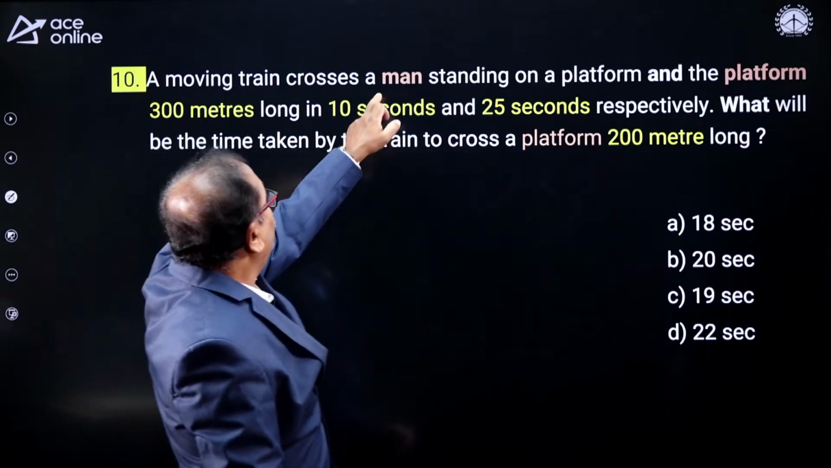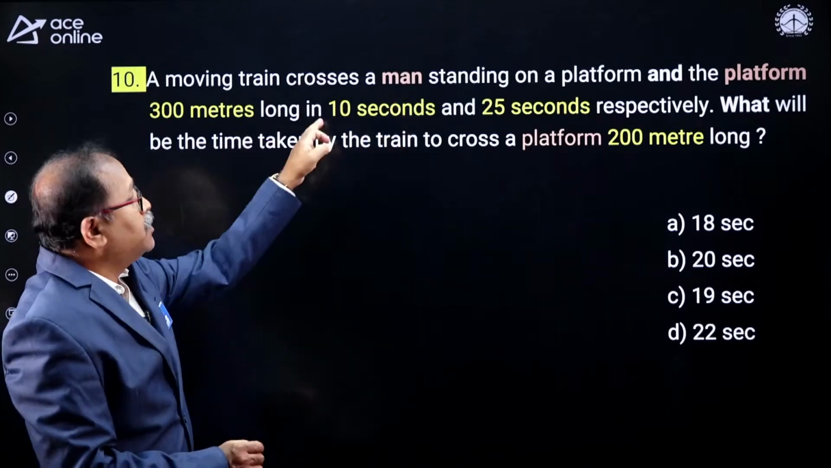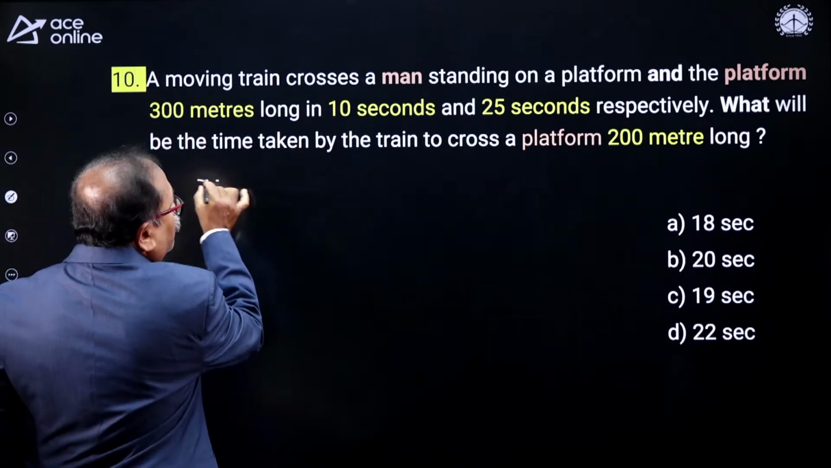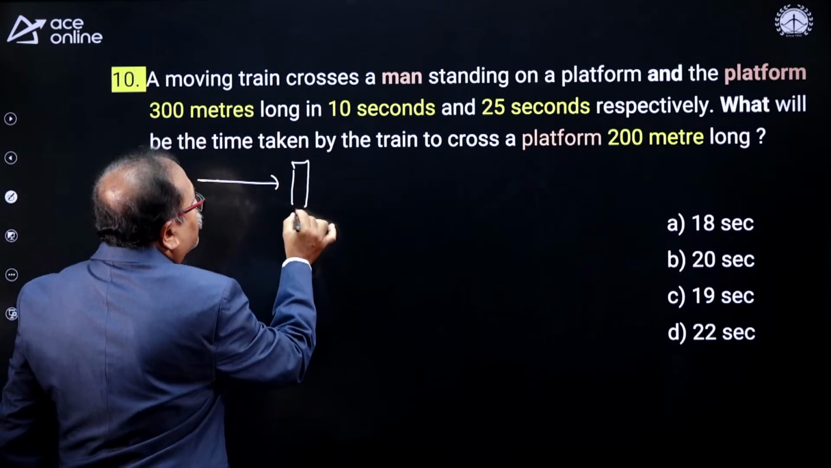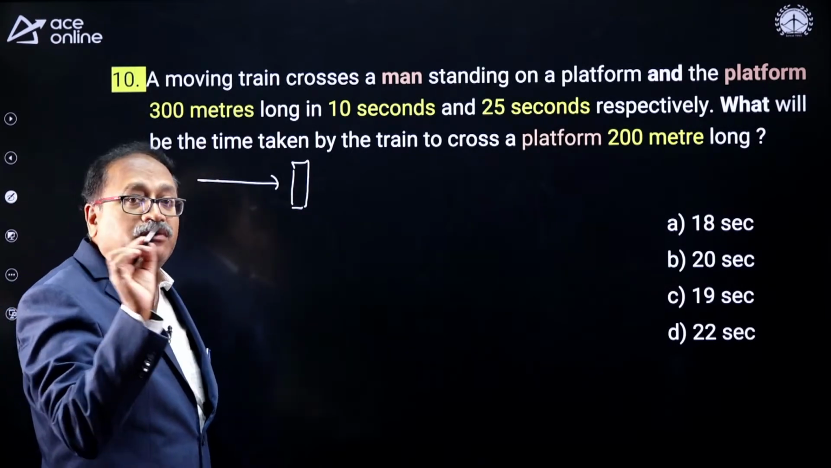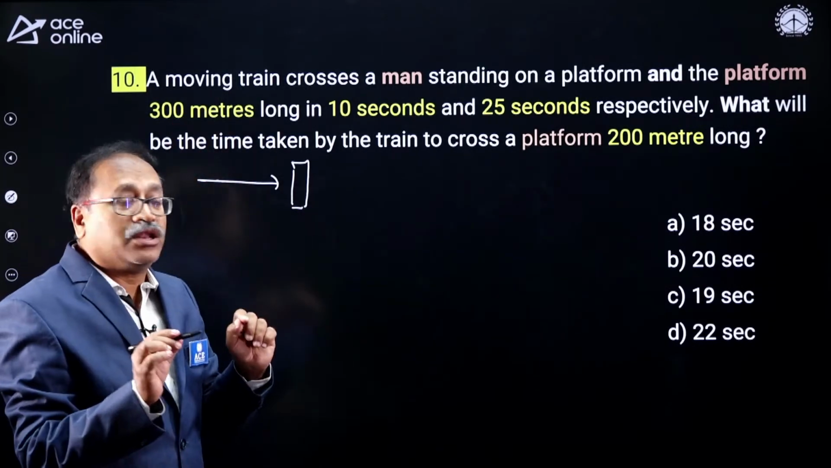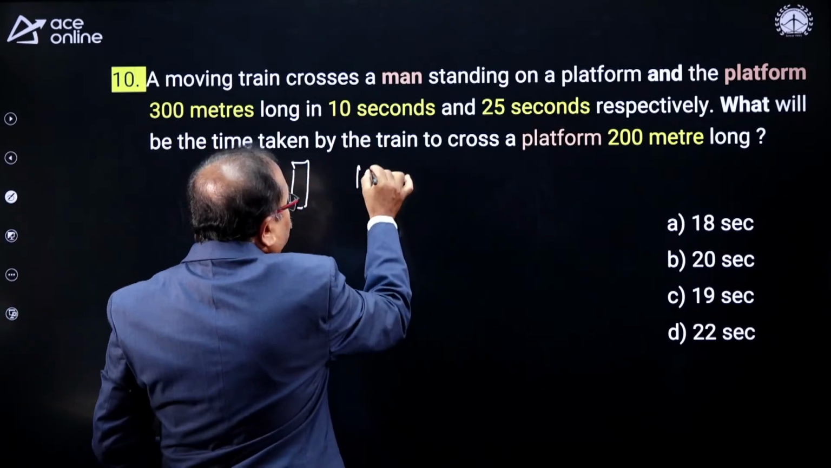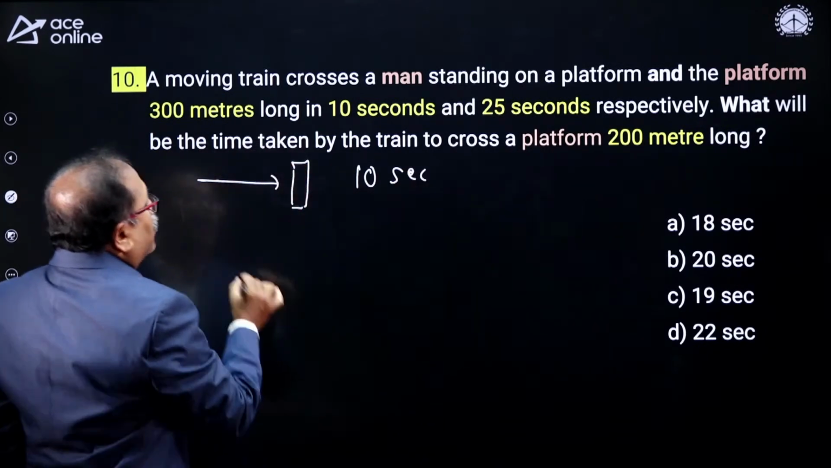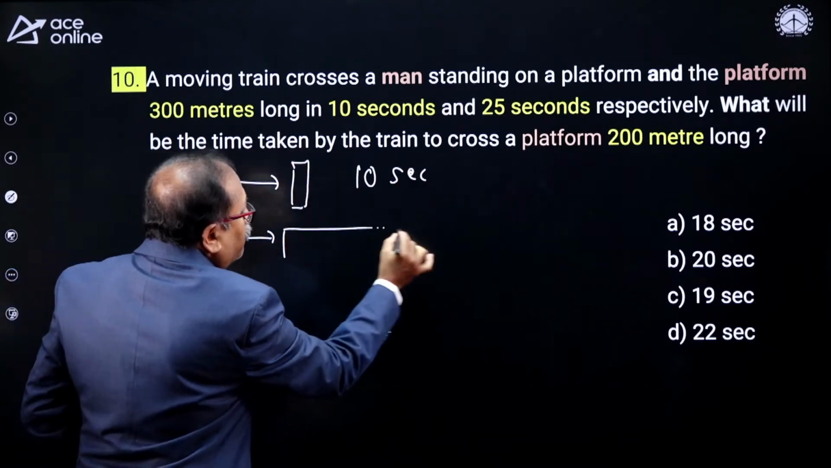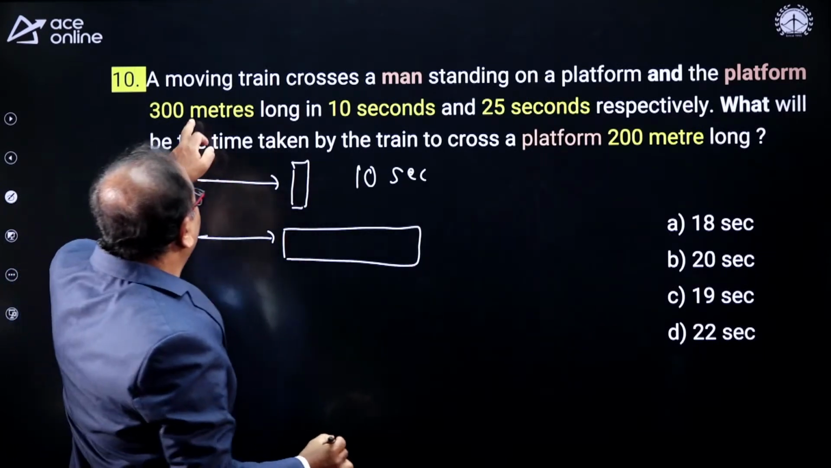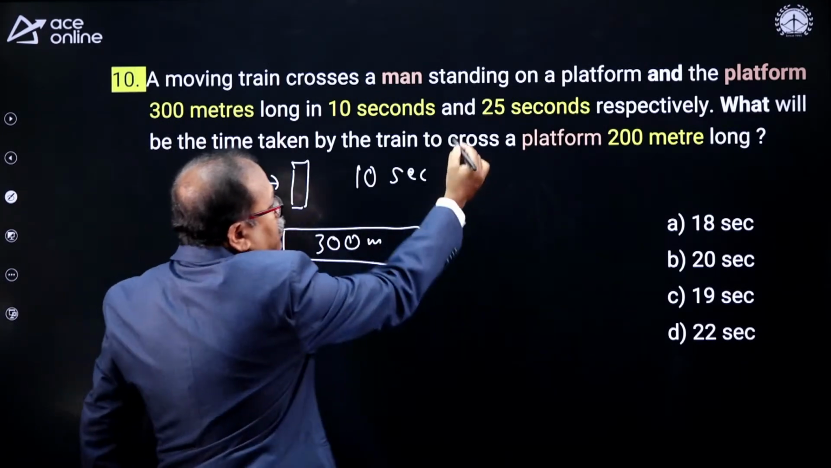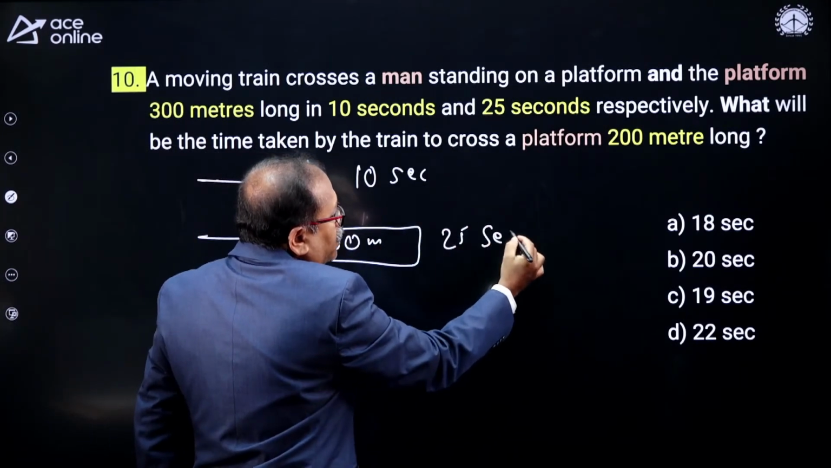So that means a moving train crosses a man in 10 seconds. I'm just writing what the question says. Here, a moving train crosses a standing man, so I will have only one speed, that is the speed of the train. And how much time does it take to cross the man? 10 seconds. And it is crossing a platform of 300 meters. And how much time in this case does it take? 25 seconds.